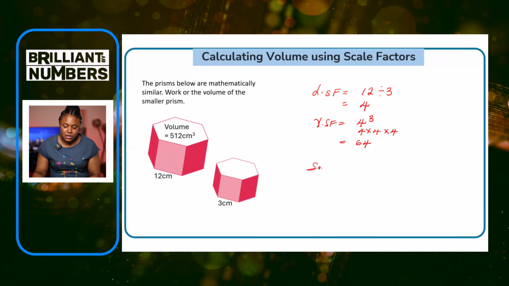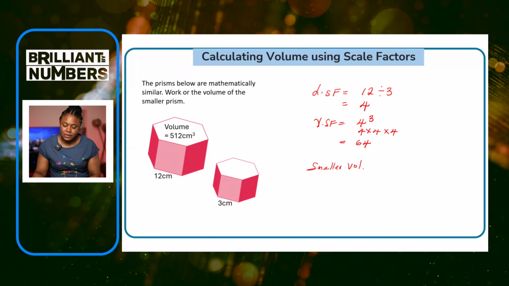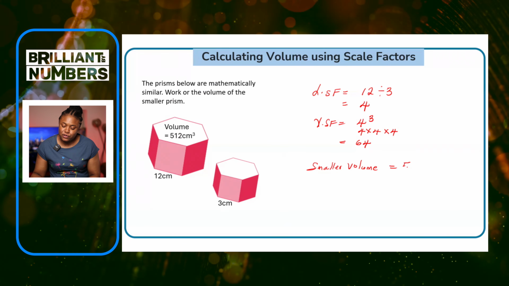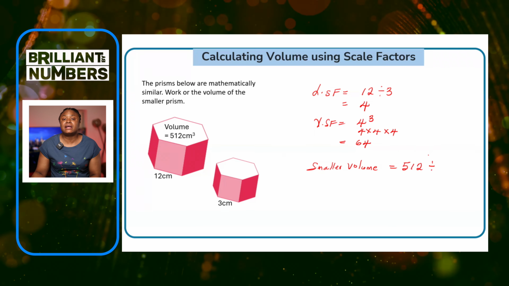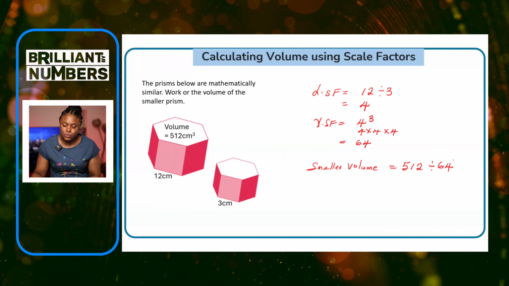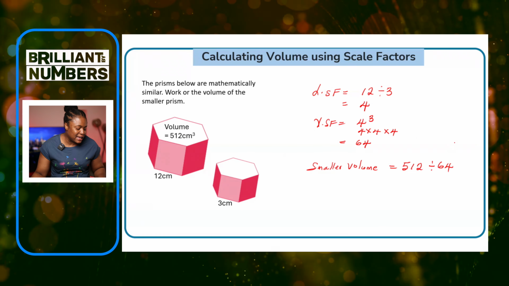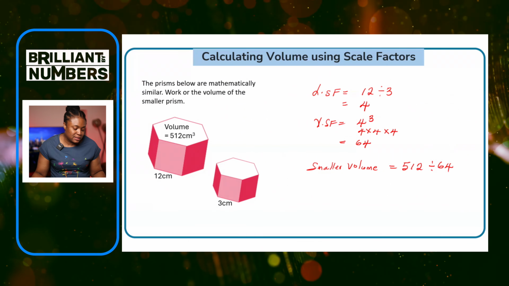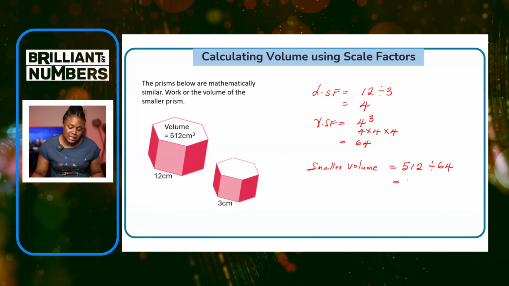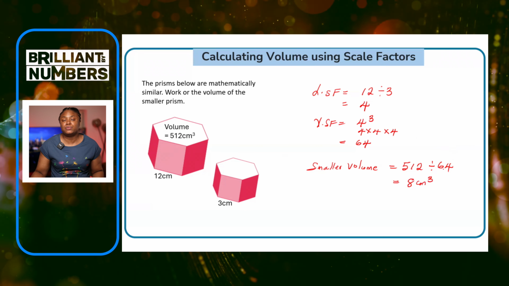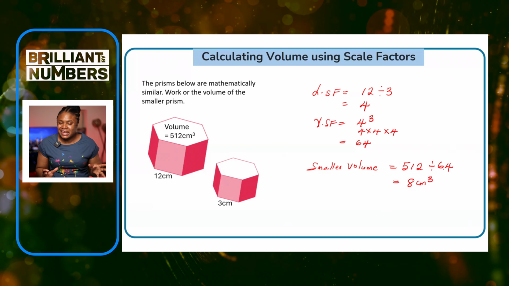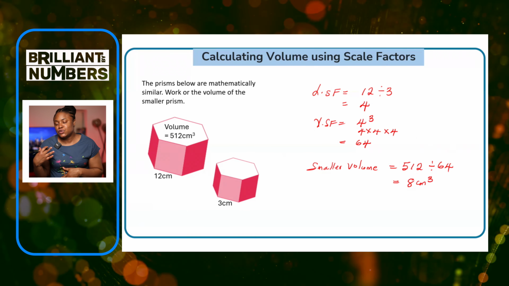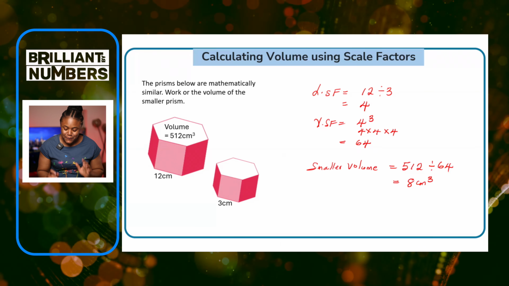So smaller volume is equal to the volume of the large one, which is 512, divided by the volume scale factor, which is 64. So I'm just going to put that in. So 512 divided by 64, and that's exactly 8 centimeters cubed. So I know I'm correct. I expect to get a smaller answer since I'm going from the large shape to the small shape. Absolutely brilliant.